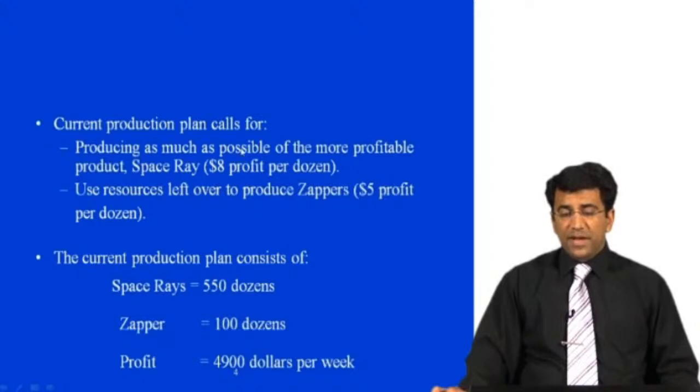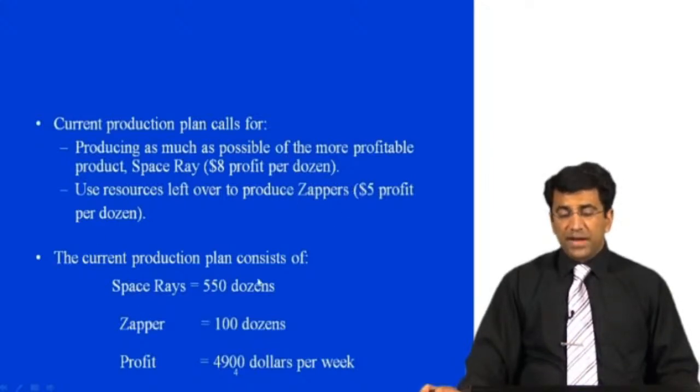Now the current production plan calls for producing as much as possible of the more profitable product, space ray, $8 profit per dozen. Use resources left over to produce zappers, $5 profit per dozen. So this information is related to our objective function. What will be our objective function equation? If we represent that objective function by z, then that z will be equal to 8x1 plus 5x2. So this is our objective function.